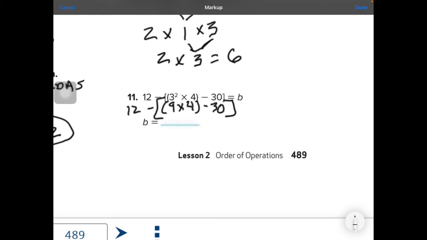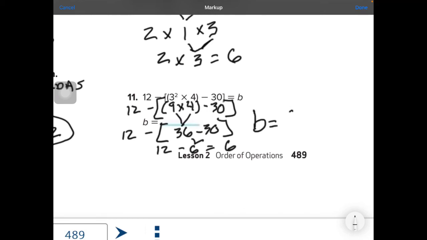Okay, so now I need to do what's in the parentheses. So 9 times 4 is 36. Minus 30, because that's in my bracket, minus 12. Okay, 36 minus 30 is going to equal 6 minus 12. So 12 minus 6 equals 6. So B equals 6. Ta-da!